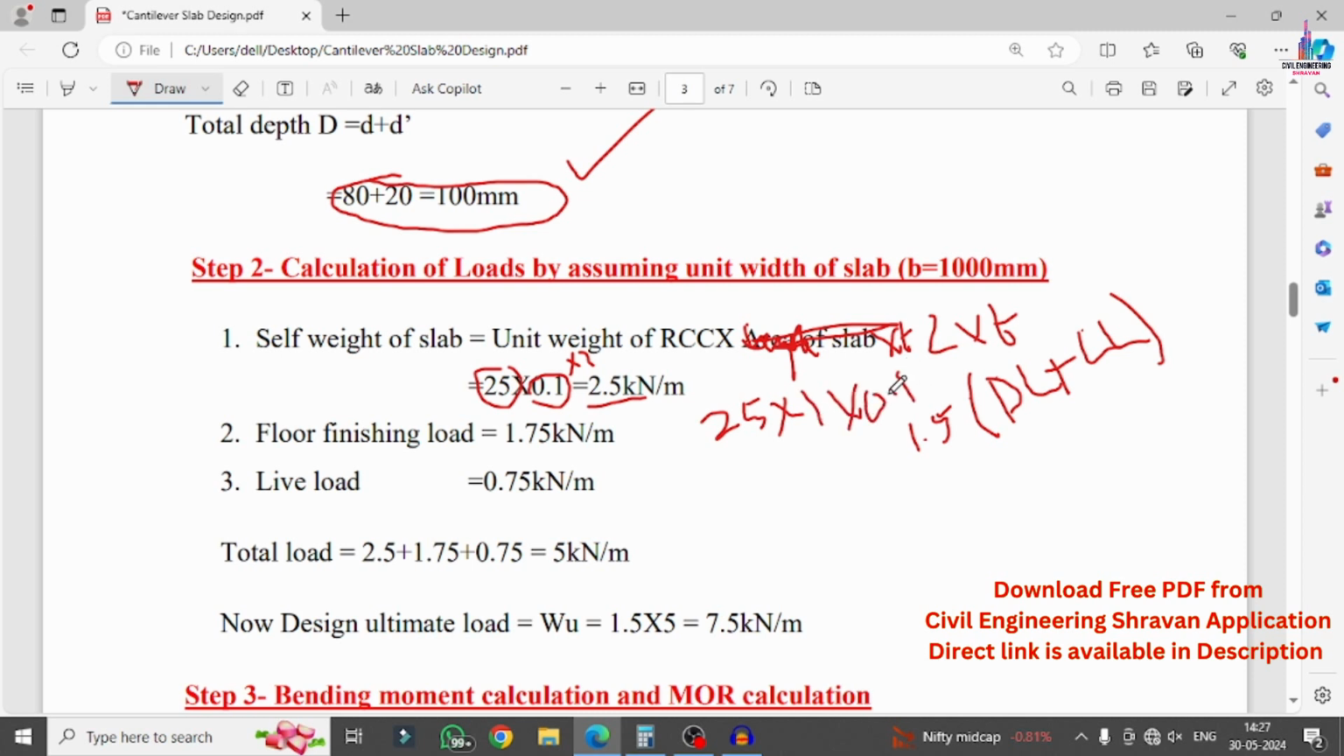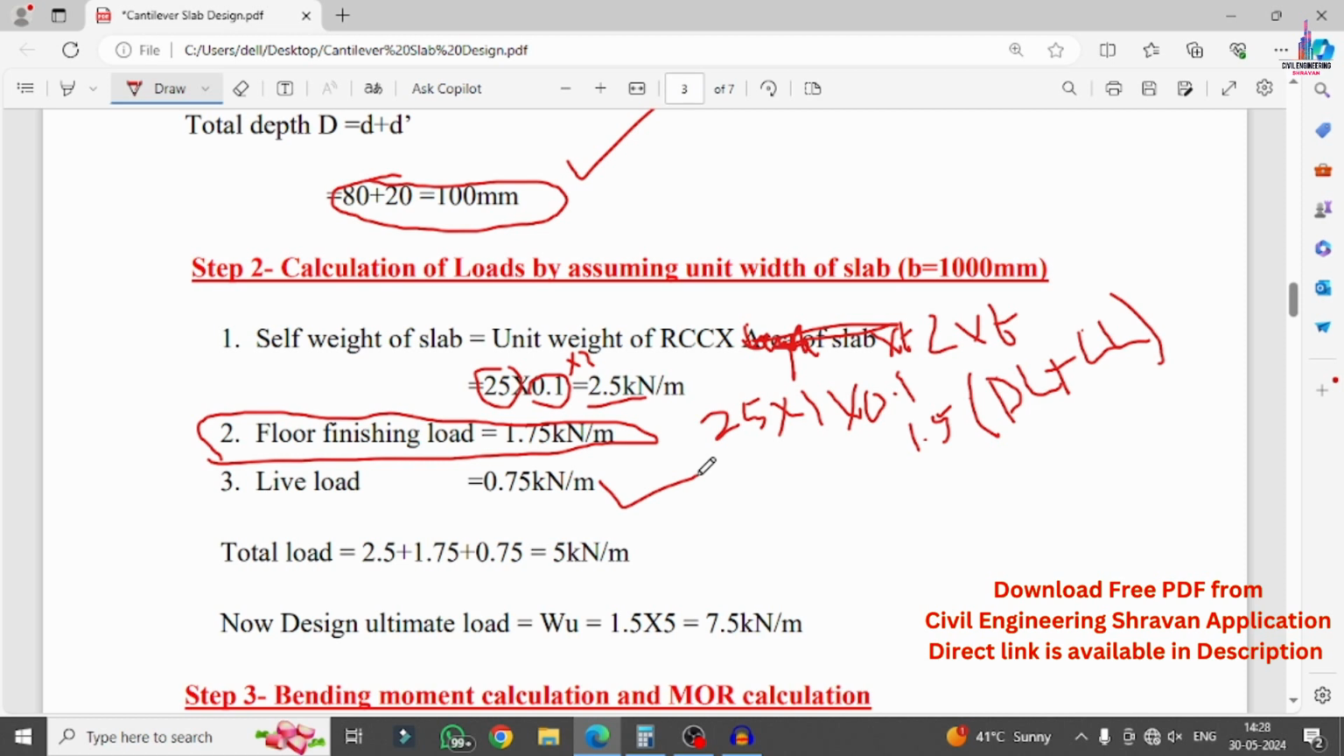Now we will assume the floor finishing load, which is nothing but your marbles and tiles laid on that particular slab section. I am taking it here as 1.75 kilonewton per meter. This value is also considered as per the IS code provision standard. And for the live load, I am taking half of the original live loading condition. Basically for the single story structural model we will consider 1.5 kilonewton per meter for the simply supported slab.